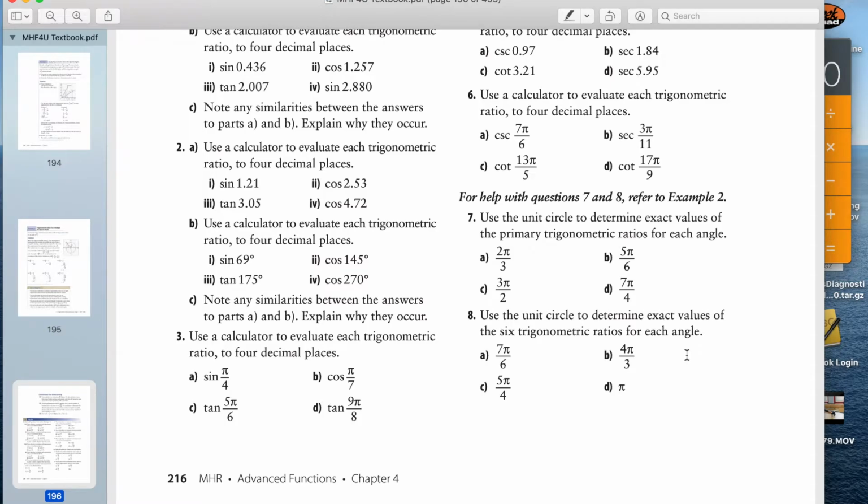Hey grade 12s, I'm just making a small video here to show you how to use your calculator to calculate trig ratios using radians. So I'm going to show this using an example here. Let's look at 3C.